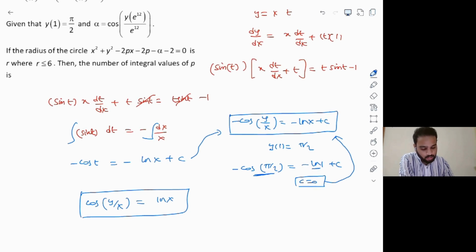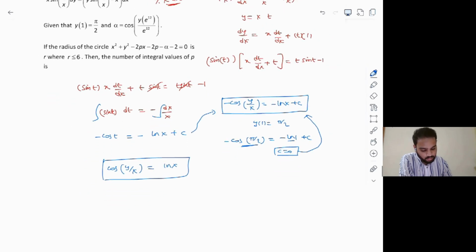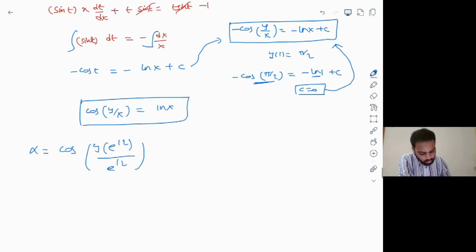And the question is not over yet. So we need to find out the value of alpha, right? What's the alpha value given here? Cos of y of e to the power of 12, whole divided by e to the power of 12. Okay. And now you know what to do.